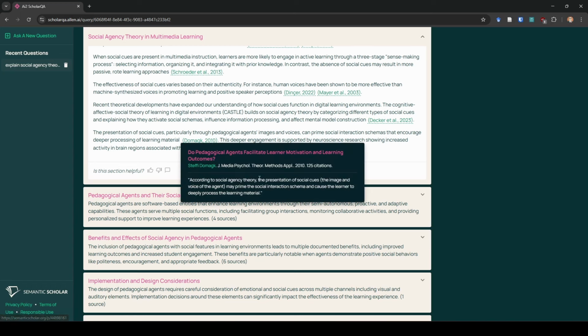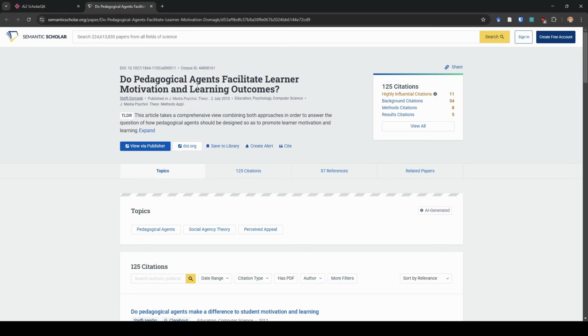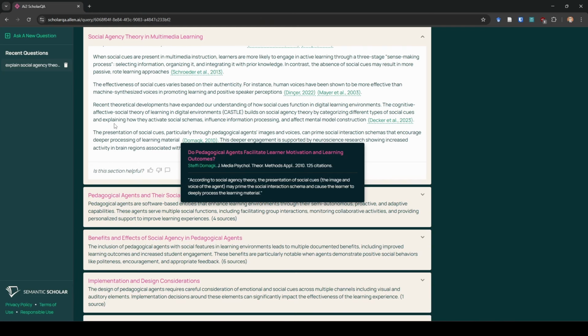Let's see if this links us to the correct thing. Okay, this is the correct paper. When I click here, yep, this is the correct paper. You can see view via publisher, DOI. That's how you can get to the full text. Wonderful. Okay, so that was really good.